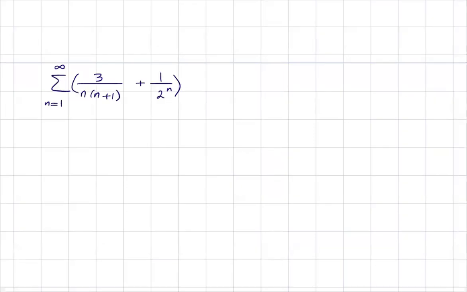Suppose we have the summation of 3 divided by n times n plus 1, plus 1 over 2 to the n, starts from 1 goes to infinity. I'm going to break down this series into the summation of two series. This can be written as the summation of 3 divided by n times n plus 1, starts from 1 goes to infinity, plus the summation of 1 over 2 to the n, starts from 1 goes to infinity.